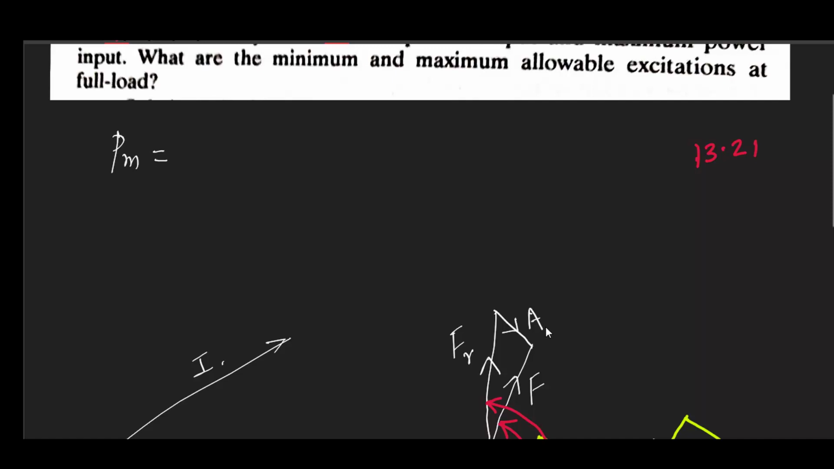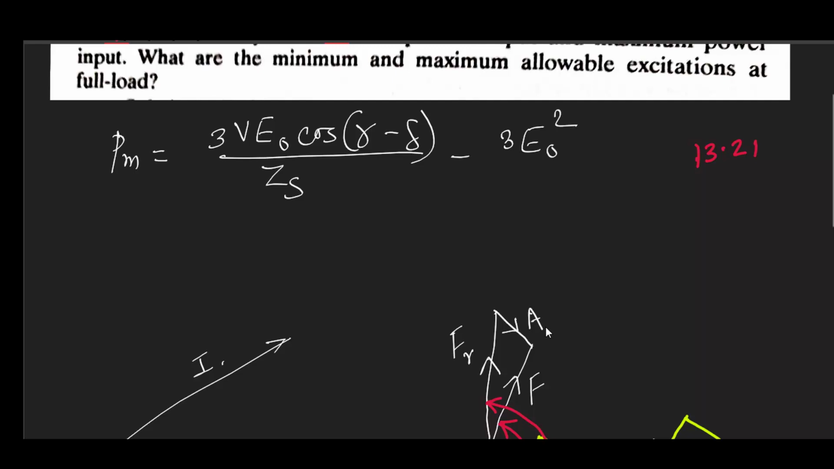Before we start, let us write one important relevant equation, that is Pm, the amount of full load mechanical power developed, is equal to 3 V E naught by Zs cos of gamma minus delta, where gamma is your machine armature circuit impedance angle, also called internal angle, by Zs, minus 3 E naught square by Zs cos gamma.